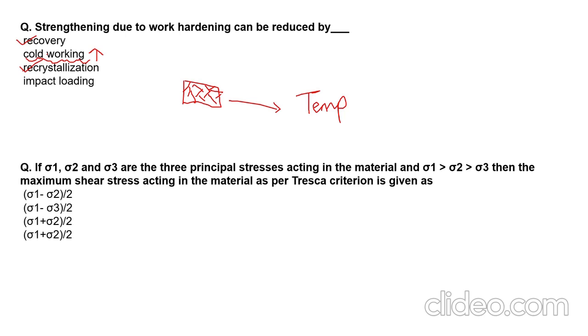Okay, so we have another question that says: if sigma 1, sigma 2 and sigma 3 are the three principal stresses acting in the material, and the order of the stresses is given as sigma 1 greater than sigma 2 greater than sigma 3, then the maximum shear stress acting in the material as per the Tresca criterion is given as, so you have to say which one is the right option. This is a very easy question.